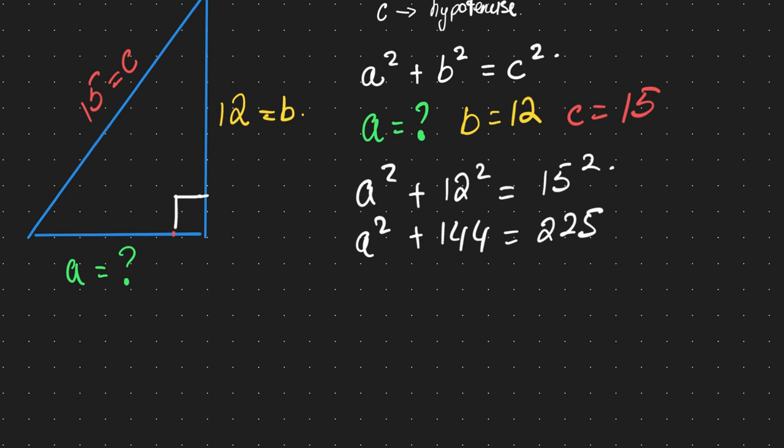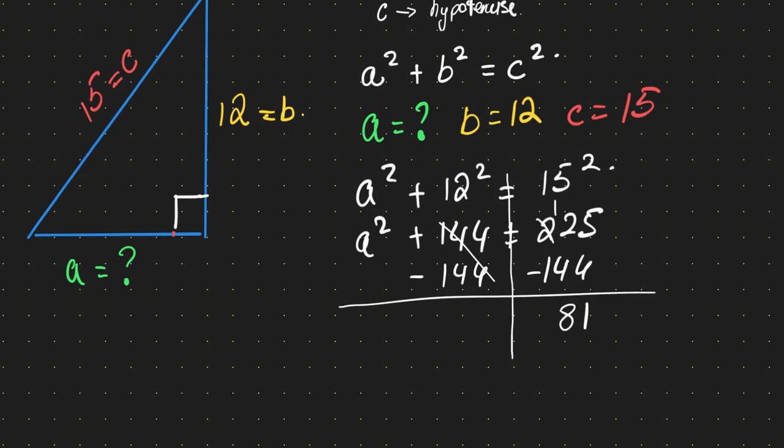How do we do that? We have to isolate A squared. That means we're going to do the opposite, right? Rewind the tape. If 144 was added to A squared, then we're going to subtract 144 from both sides. Okay, so this will be 1, 12 minus 4 is 8, and then 1 minus 1 is 0.